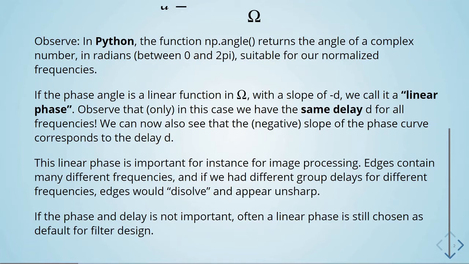This linear phase is important, for instance, for image processing. Edges contain many different frequencies, and if we had different group delays for different frequencies, edges would dissolve and appear unsharp. So even if the phase and delay are not important, a linear phase is often still chosen as a default for a filter design.